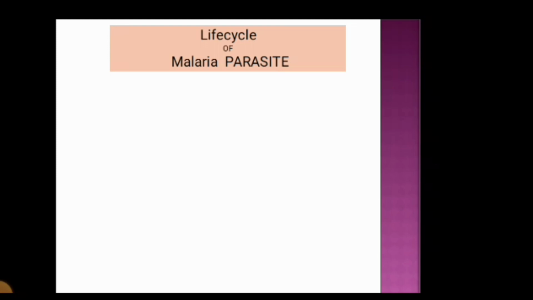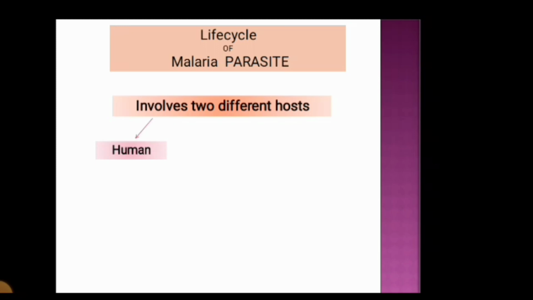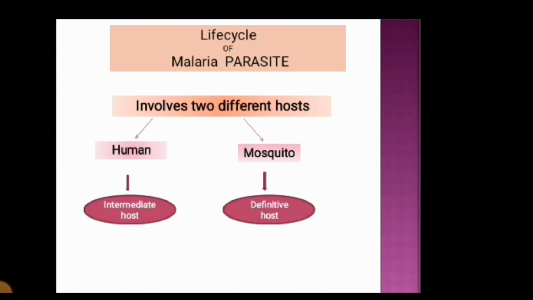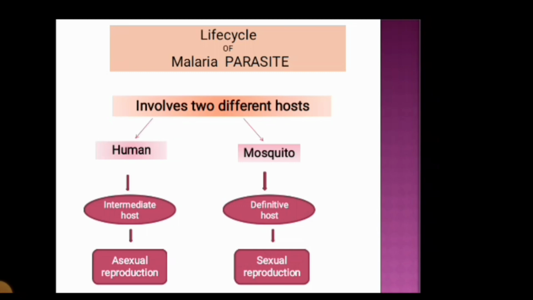Now let's discuss the life cycle of malaria parasites. The life cycle involves 2 different hosts: the first is human and the second is the mosquito. The human is known as the intermediate host, whereas the mosquito is known as the definitive host. Humans are the intermediate host because some stages of the asexual cycle occur in the human body, whereas mosquitoes harbour the sexual reproductive stage of the malarial parasite.